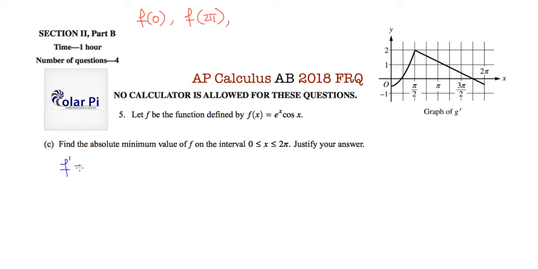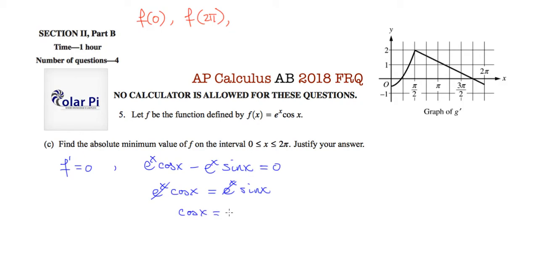So f prime is e to the x cosine x minus e to the x sine x, and we need to set f prime equal to 0. When we do, we can write e to the x cos x is equal to e to the x sine x, and because we know e to the x is never 0, we can divide both sides of this equation by e to the x and cancel it, and so we have cosine x equals sine x.